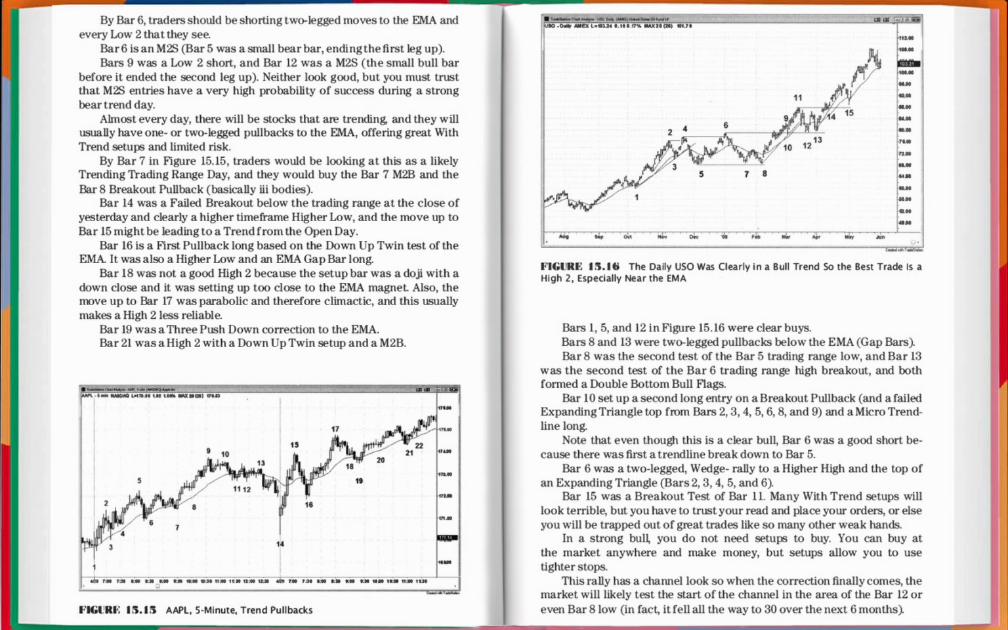Note that even though this is a clear bull, bar 6 was a good short because there was first a trendline break down to bar 5. Bar 6 was a 2-legged wedge rally to a higher high in the top of an expanding triangle, bars 2, 3, 4, 5, and 6. Bar 15 was a breakout test of bar 11.